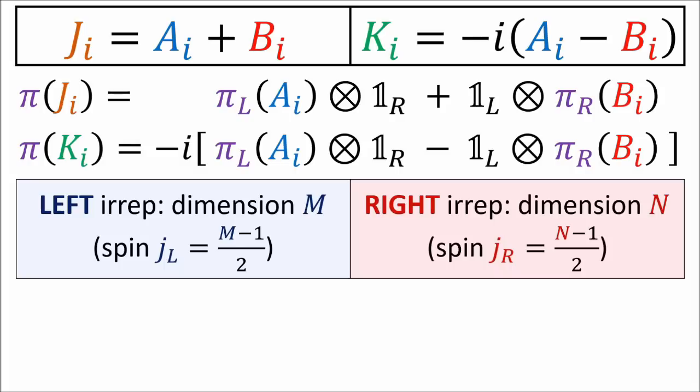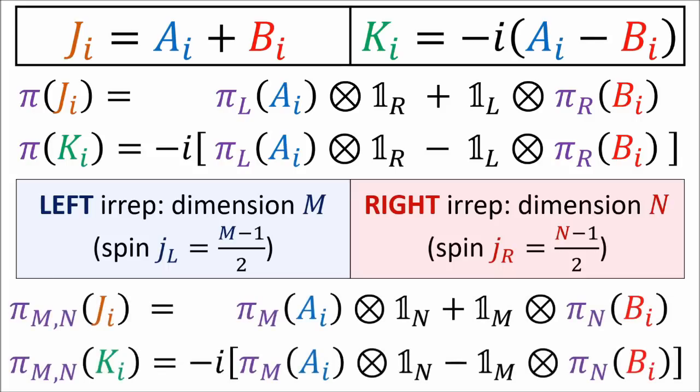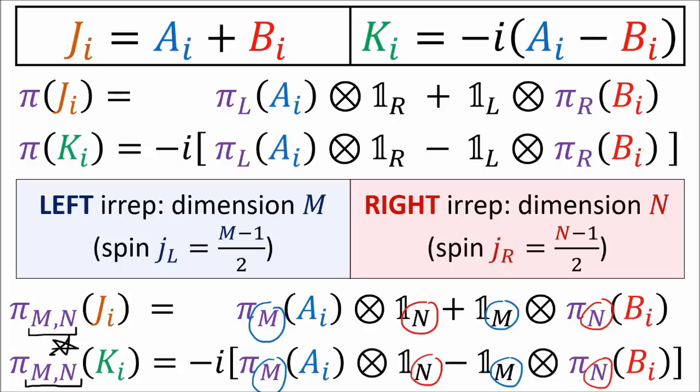We can say the left representation will have dimension m with spin jl, and the right representation will have dimension n with spin jr. So now the matrices on the left side of the tensor products have size m, and the matrices on the right side of the tensor products have size n. And the matrix representations of the J's and K's are denoted by two integers m and n. Alternatively, we can denote it by two spin values jl and jr.